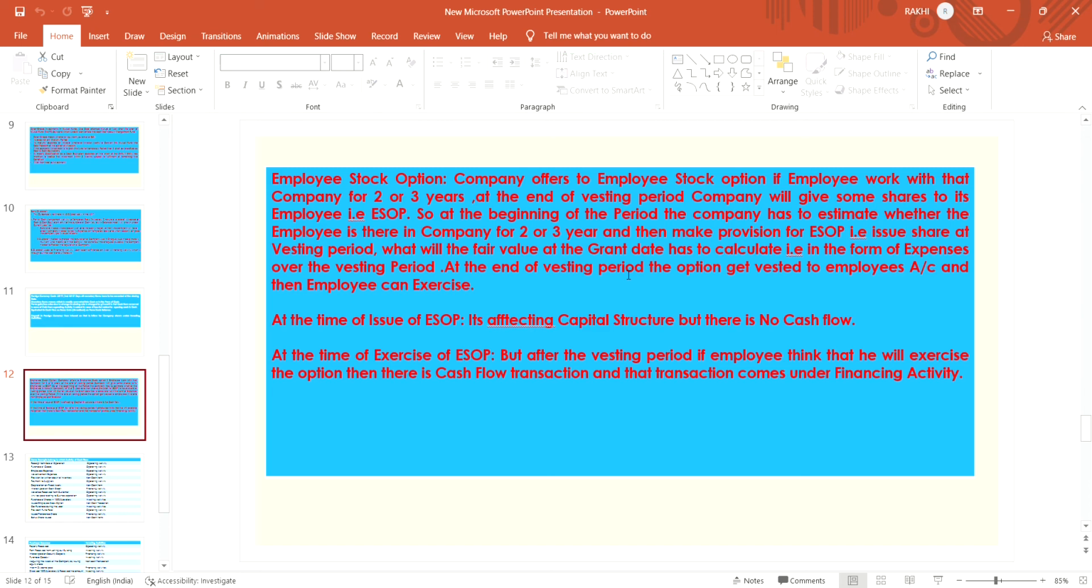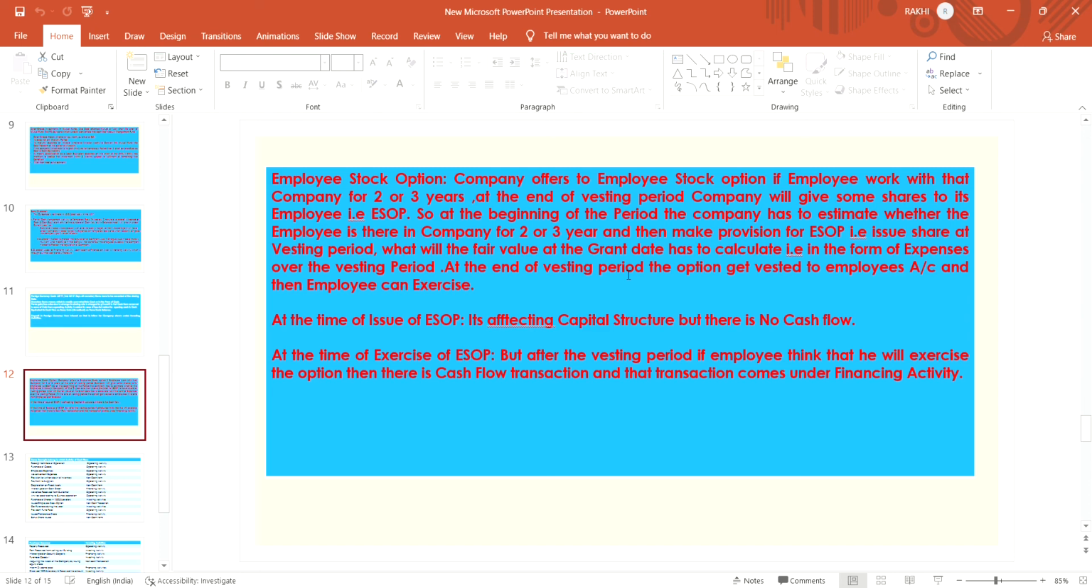But at the time of exercise, these are affecting the cash flow of the company, because at the time of issue, the company has issued the share, but it is not vested on the employee. But at the time of exercising, it will be vested on the employee, and the employee will pay some money to the company for the exercise of the option. After the vesting period, if the employee exercises the option, then there is a cash flow transaction, and that transaction will come under financing activity.